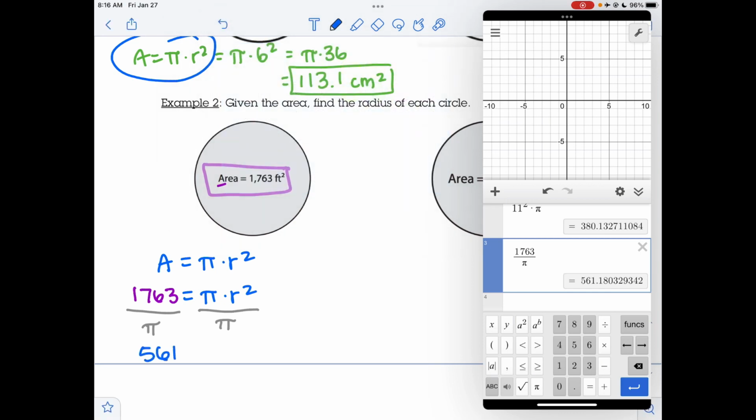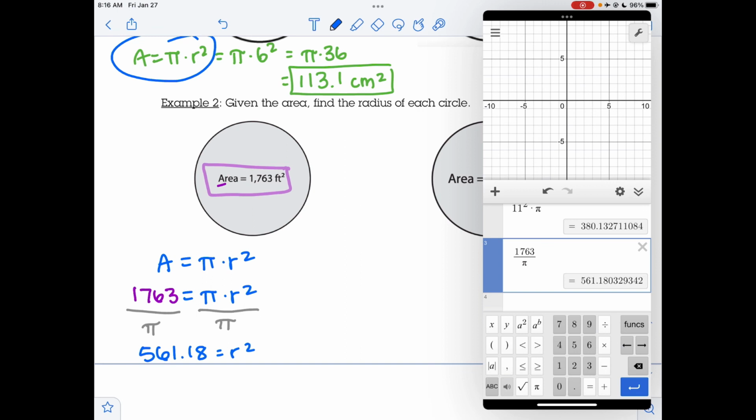Now, we're not to our final answer yet, so I'm going to write down all of my decimals until I get to a 0. Usually, if you get to a 0 in your decimals, then the rest of it's small enough it doesn't matter too much. But I'm not rounding to the nearest tenth yet. I'm saving that step for the very, very end. So I have 561.18 equals radius squared.